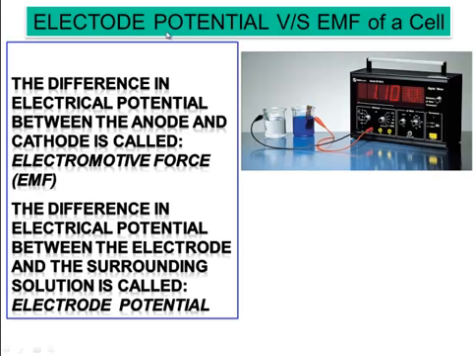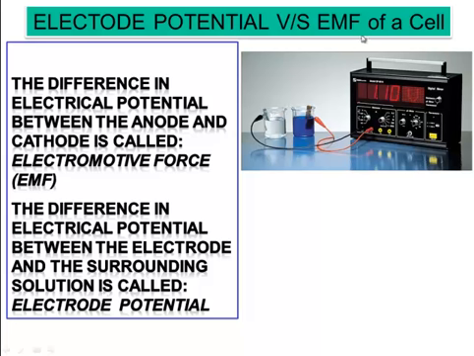Now, what is an electrode potential? When a metal rod is placed in a solution of its own ions, there is a potential difference generated between the two. This potential difference between the rod and the surrounding solution is called the electrode potential. So electrode potential is what I have defined out here. It is a difference in the electric potential between the electrode and the surrounding solution.